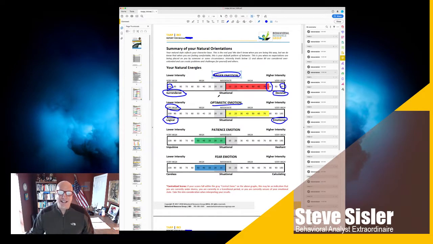Now, we got a gray box in the middle of all of these. I'll just mark it up for you. There's a gray box, and this is known as the centralized zone. If your numbers are falling within a centralized zone, then we tell you at the bottom what that's going to mean. If your scores fall within the gray central zones on the above graphs, this may be an indication that you're currently under duress, you're currently in a transitional period, or you are currently unsure of your emotional state. Take this into consideration when interpreting your results. That happens sometimes, not all the time, but sometimes it does happen.